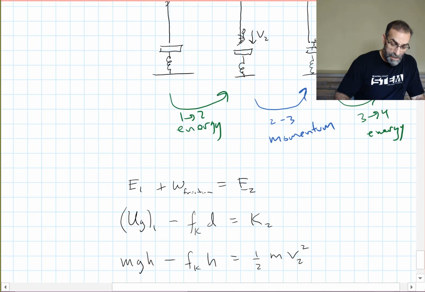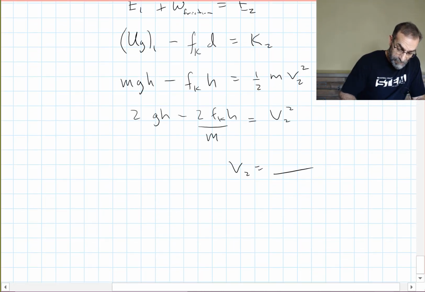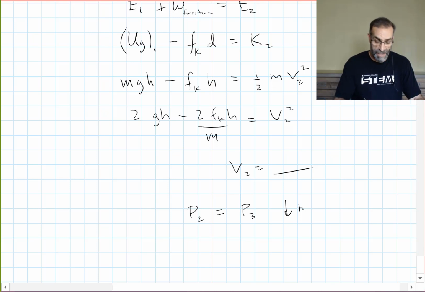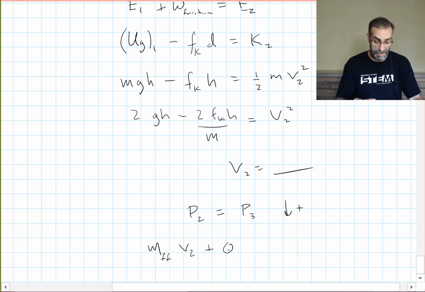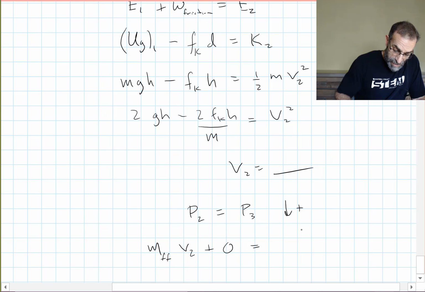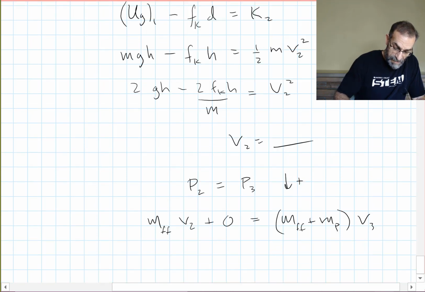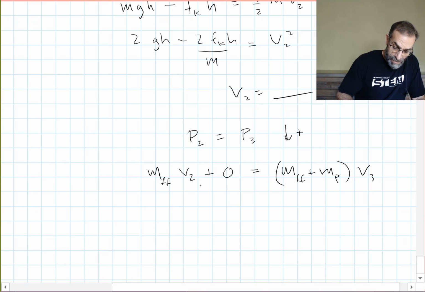Now we go through, we say the momentum at time 2 has to equal the momentum at time 3. I'll pick down as my positive direction. So I've got the mass of the firefighter times V2 plus 0. The platform is not moving at all, right? And then afterwards, they're stuck together, right? Mass of the firefighter plus the mass of the platform times V3. Plug in V2, solve for V3.